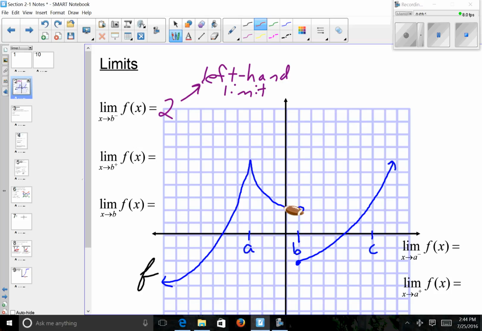If I wanted to talk about having x approach b from the right-hand side, I would have the limit of f as x approaches b from the right. So again, if now I'm looking to see what happens to my y values as I approach from the right-hand side of b. Y is 0, y is -0.5, -1, -1.5, -1.75, -1.9. And here, the y's are approaching -2. And again, I don't care what happens at b. It's as the x's get close to b, what happens to the y's. And this is a right-hand limit.